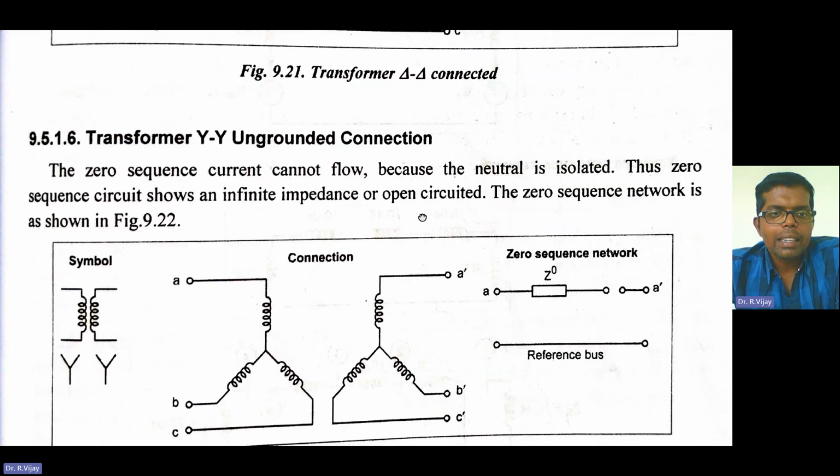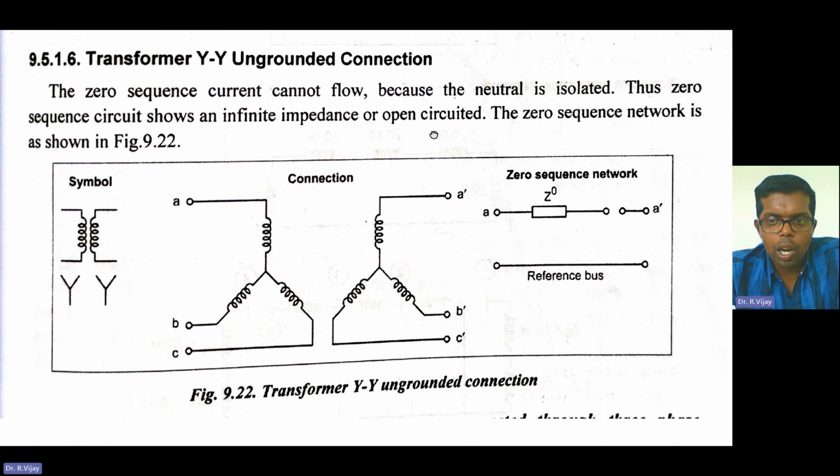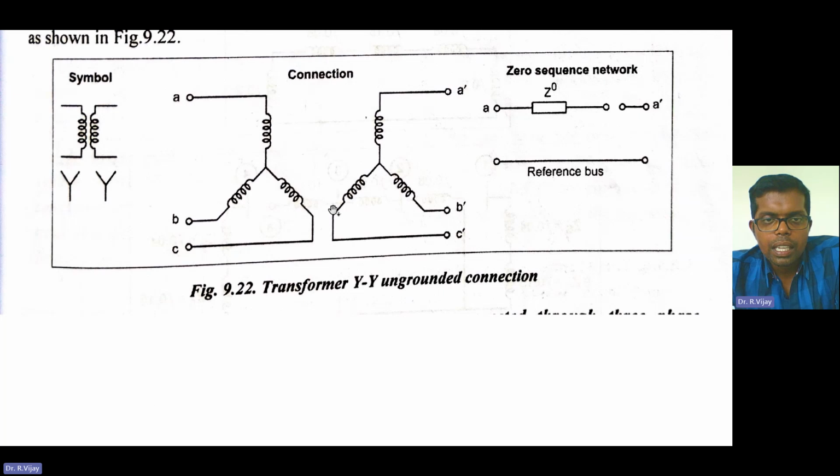Next, transformer with a star to star ungrounded connection. No grounding is there. For a star it is Z naught, and both stars are there and not grounded. So here it is open, here it is A dash, here it is A, and here it is A dash. This you need to remember.